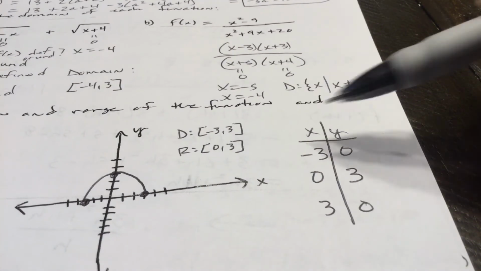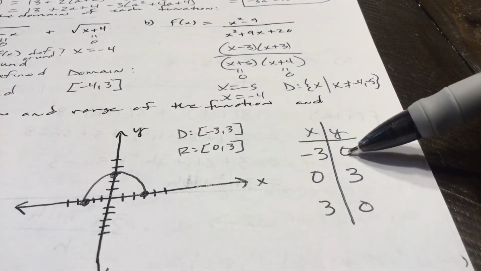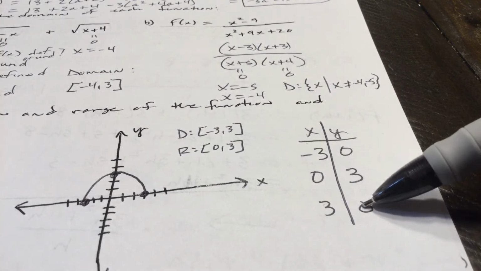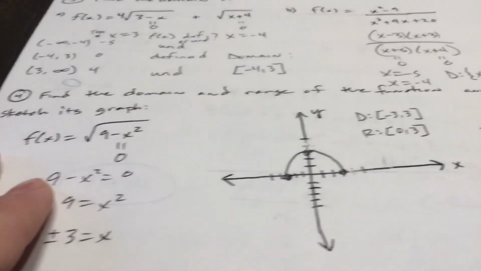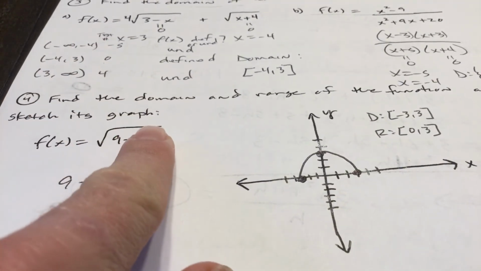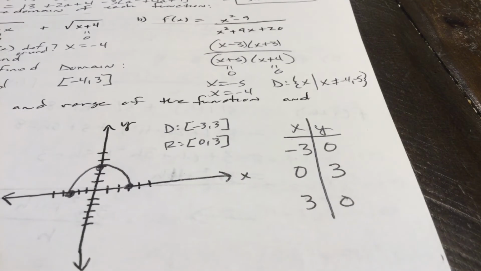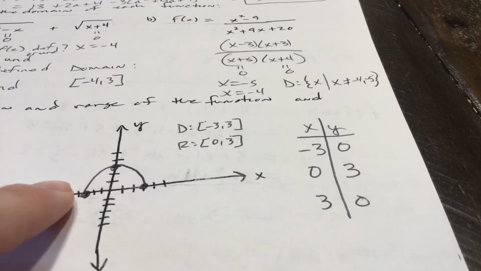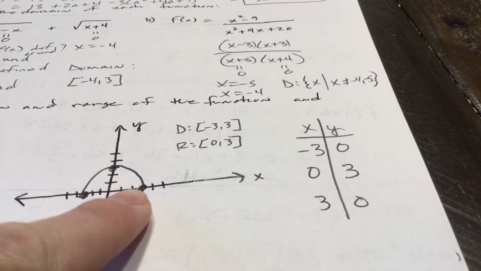Here's what I know. When I plug -3 in for x, I get a y value of 0. When I plug 3 in for x, I get a y value of 0. When I plug 0 in for x, I get the square root of 9, which is 3. Let's graph that: (-3, 0), (0, 3), (3, 0).